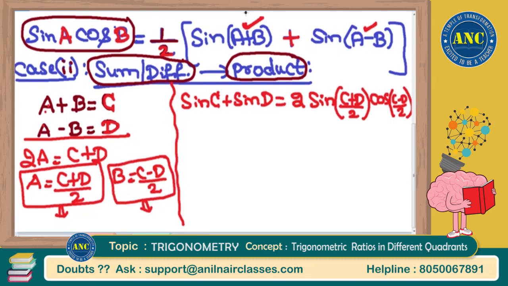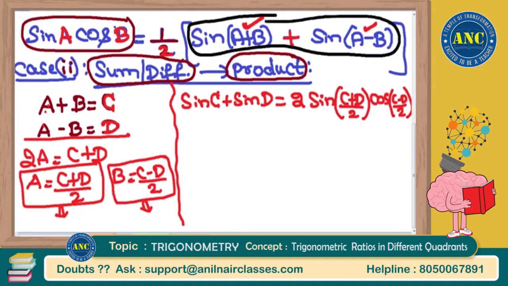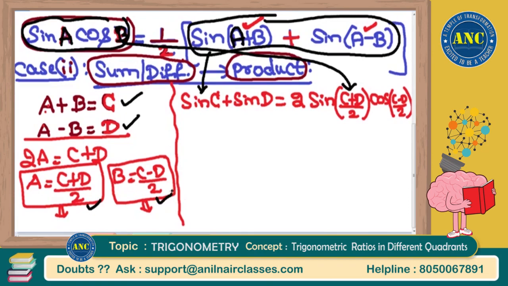But as much as possible, I will ask you to remember these shortcut methods rather than learn them by heart. I hope you are understanding. Whatever is there on the right hand side in my first case, put it on the left hand side and replace A plus B by C, replace A minus B by D. Whatever is there on the left hand side in my first case, put it on the right hand side. That's all you need to know. You interchange the positions also. That means replace A with C plus D by 2. Replace B with C minus D by 2. I hope everyone is clear.